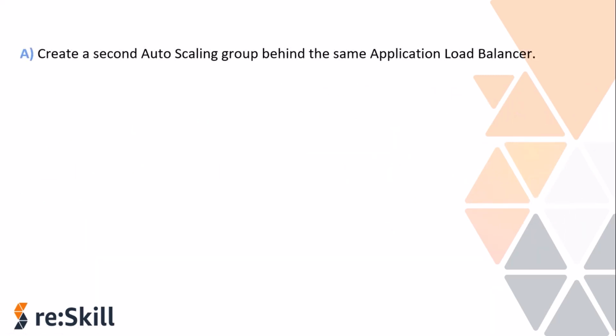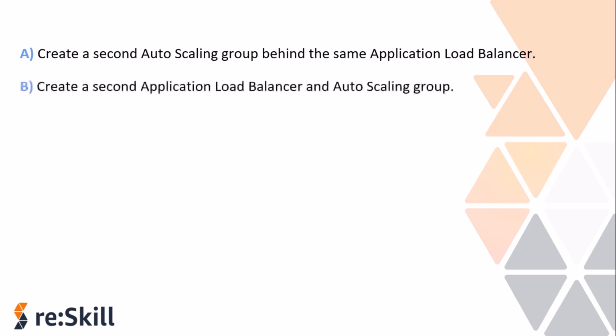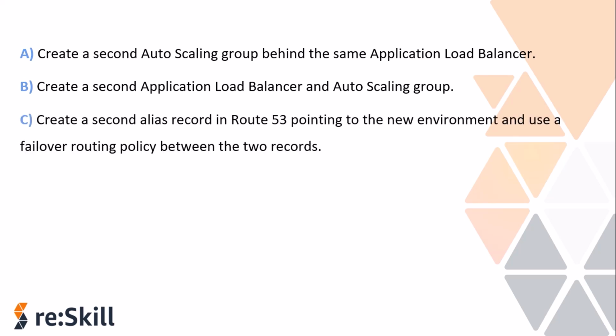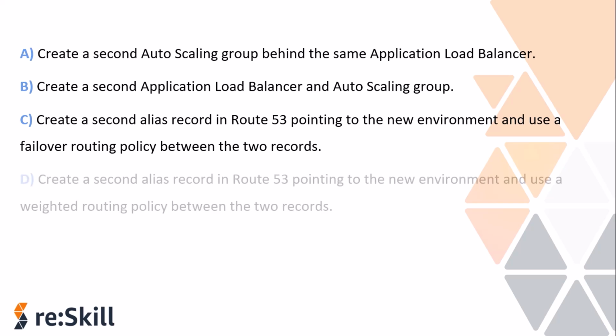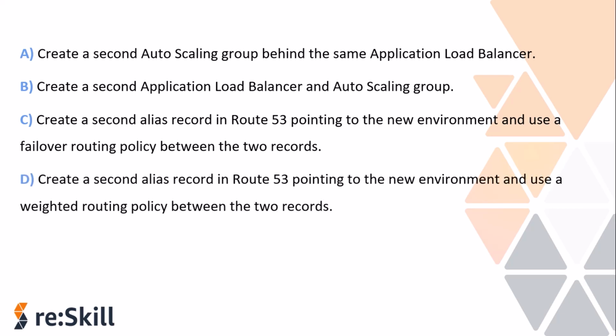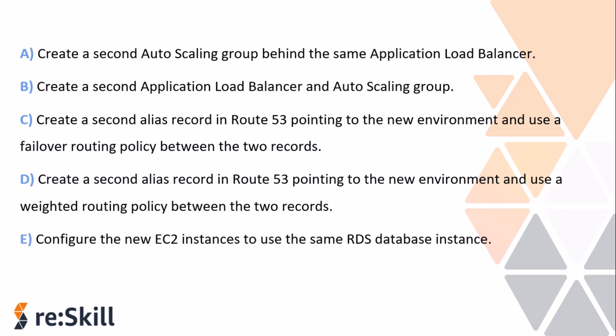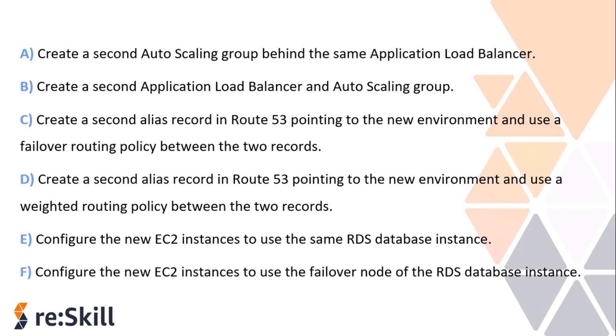Create a second autoscaling group behind the same application load balancer. Create a second application load balancer and the autoscaling group. Create a second alias record in Route 53 pointing to the new environment and use a failover routing policy between the two records. Create a second alias record in Route 53 pointing to the new environment and use a weighted routing policy between the two records. Configure the new EC2s to use the same RDS instance. And configure the new EC2s to use a failover node of the RDS DB instance.